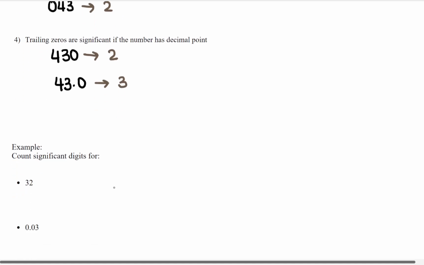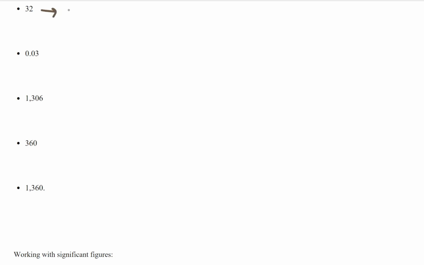Let's do a few more examples of significant figures. 32. 3 and 2 are both non-zero digits. So this has two significant figures. 0.03. Here we have two leading zeros, which are not significant, and so this has only one significant figure. Here the presence of the decimal point does not really make any difference.